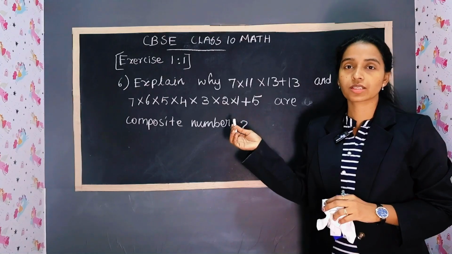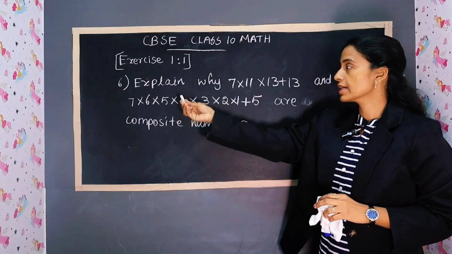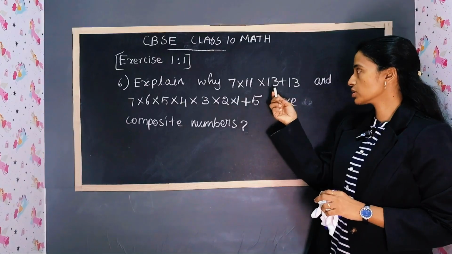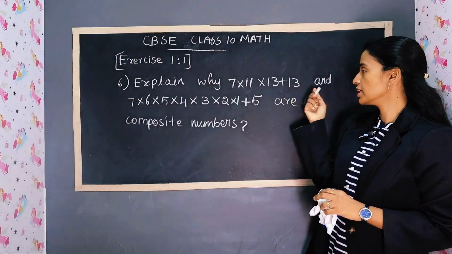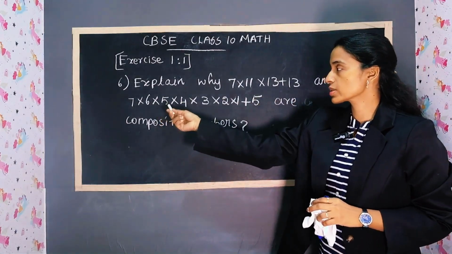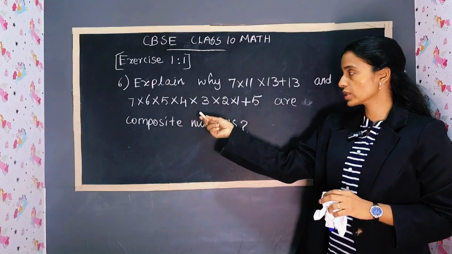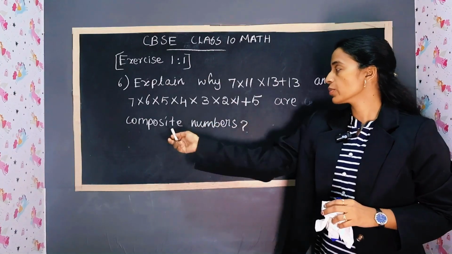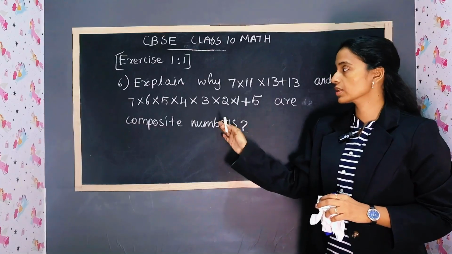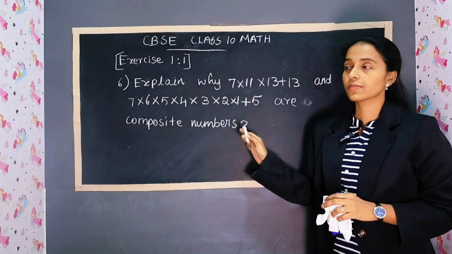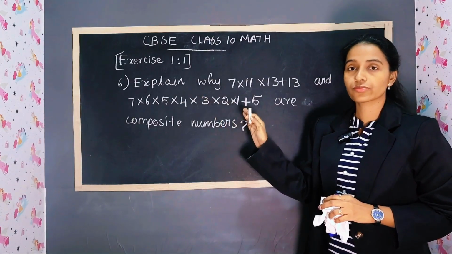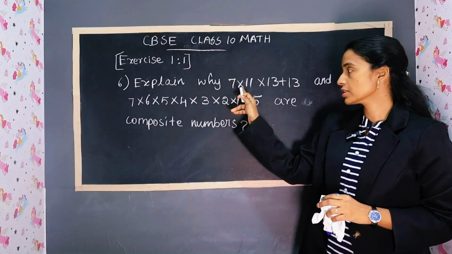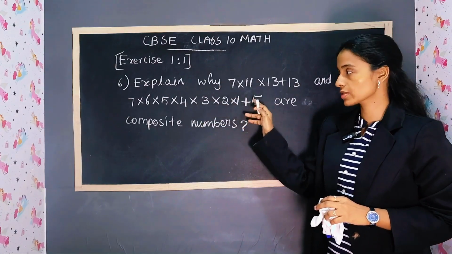Now we are going to see the question. Here the question is, explain why 7 into 11 into 13 plus 13 and 7 into 6 into 5 into 4 into 3 into 2 into 1 plus 5 are composite numbers. This is very simple. What we have to find out? We need to find out why these two numbers are composite numbers.